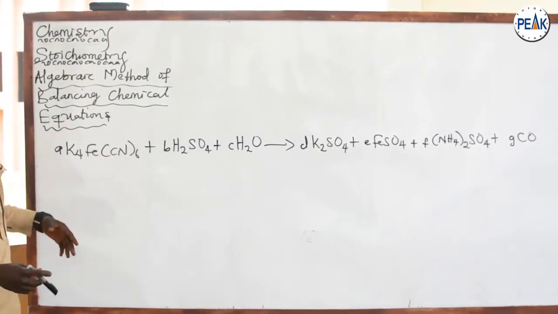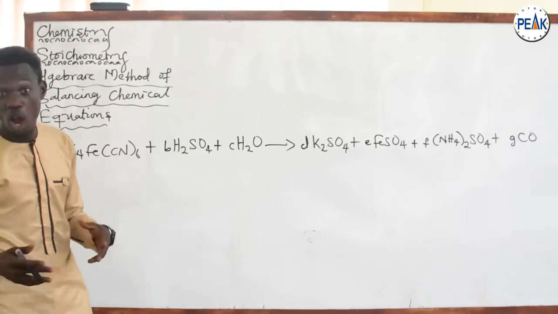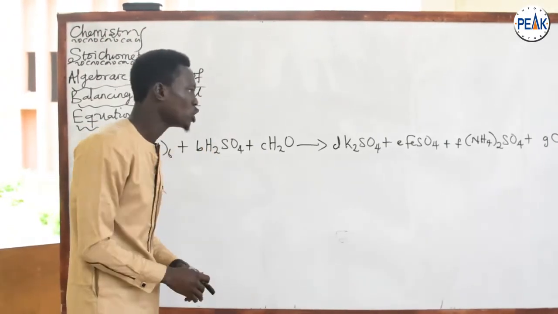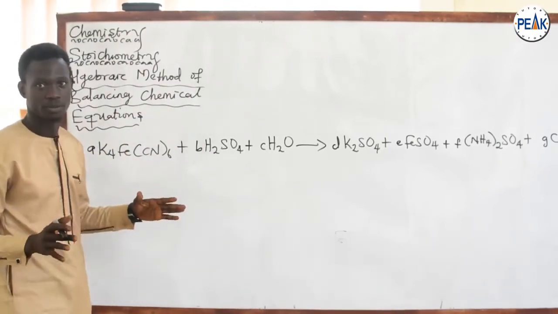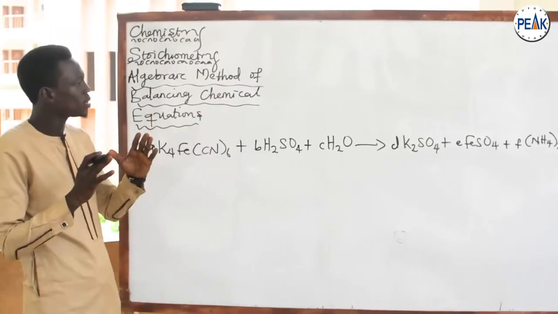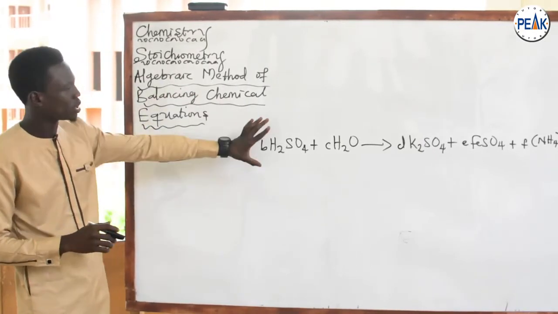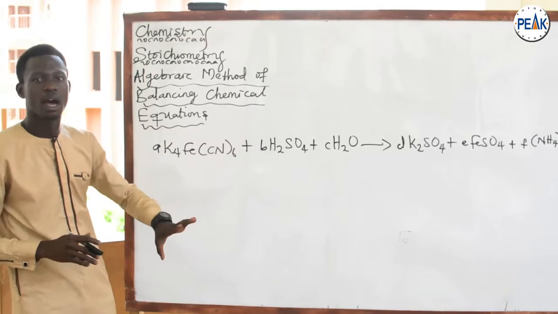You will agree with me that this equation is very, very complex. So how do we go about balancing this? If you want to go by the investigation method, you will get lost along the way. But the very simple way to approach this is to use the algebraic method to balance this kind of equation. And how do we go about this?